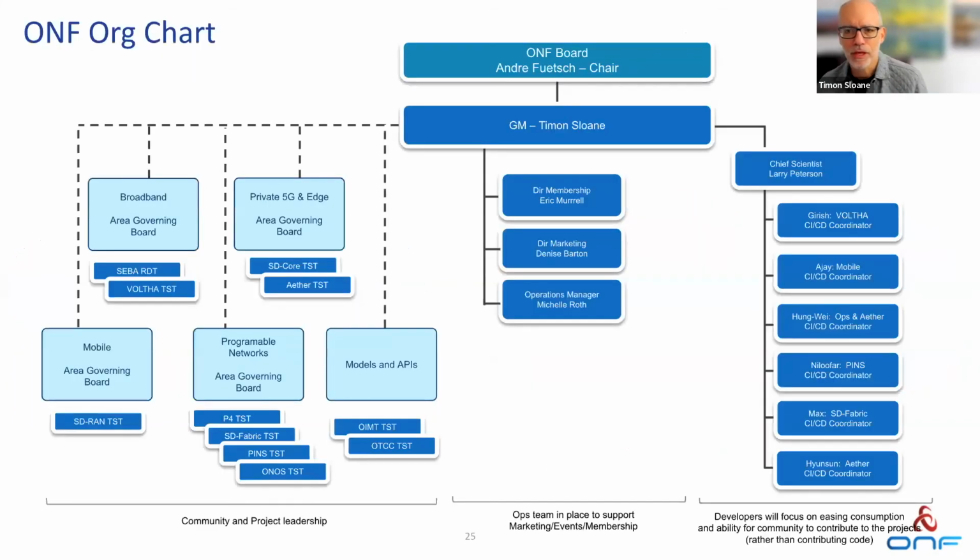Click again, please. So, the organization has also shifted to accommodate this new model, and I don't want to go into a touch of detail here in the interest of time, but number one, the board is the same. We're still backed. Andre Furich, the CTO of AT&T, is still the chairman. And notably, I want to call your attention to the left side of this diagram. This is where we're creating a new governance model to really enable the community to help drive the projects more. And in particular, the upper left there's a broadband box, and we're creating a new broadband area governing board, and the VOLTHA TST and the SEBA RDT reference design team sort of roll up into this new board.